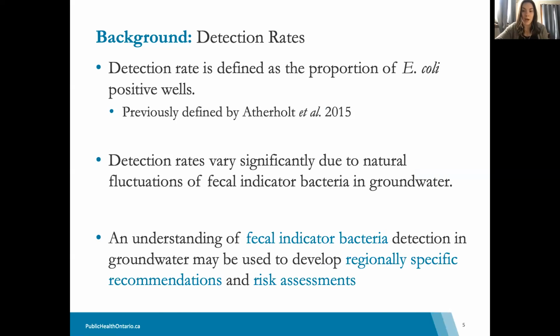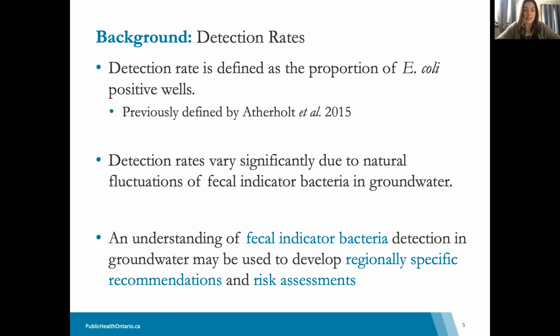So detection rate is defined as the proportion of E. coli positive wells. So the number of wells in which E. coli bacteria are detected by the number of wells in that sample population. This was previously defined in 2015 by Atherholt, who looked at detection rates in private well water in New Jersey.